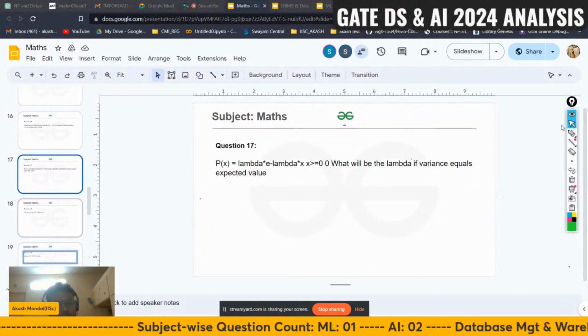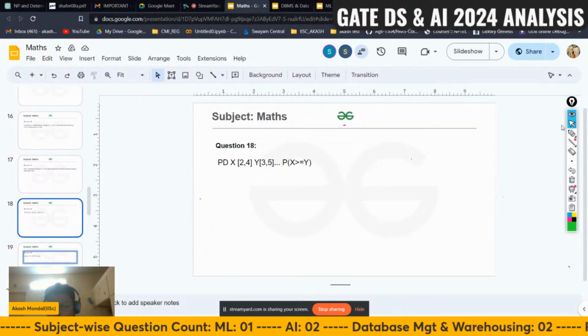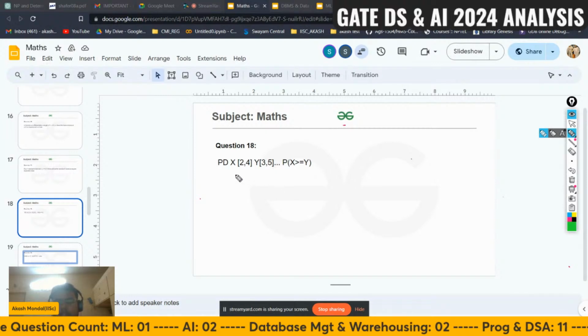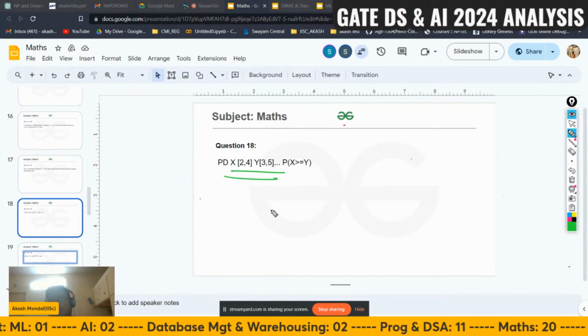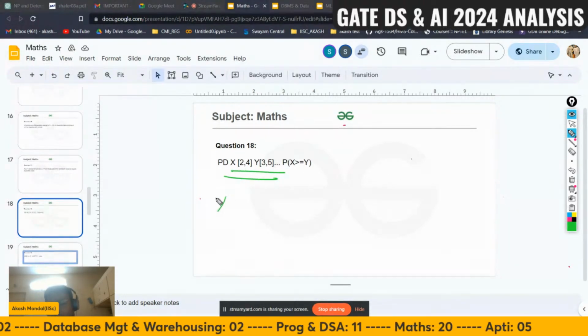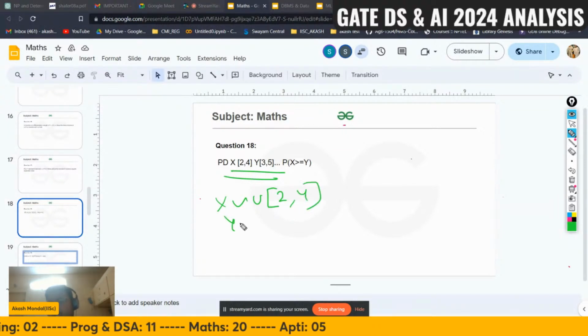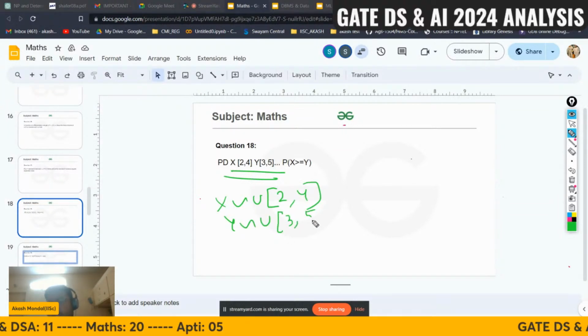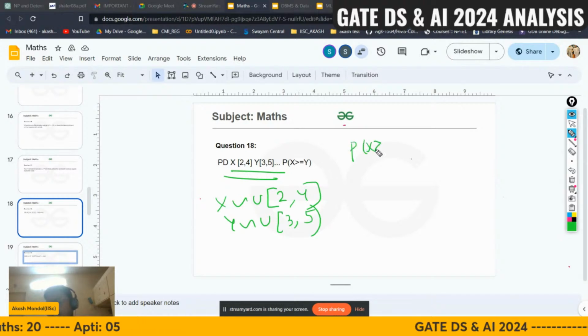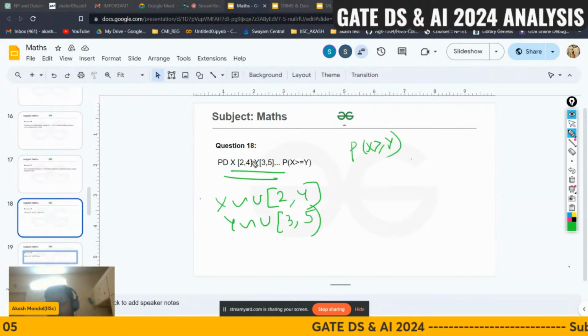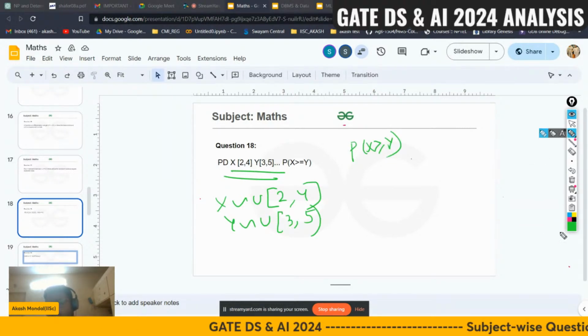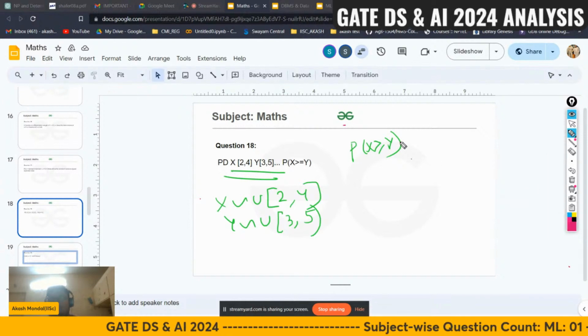Okay, let's consider the next question. So again, this question is from probability theory, right? So I'm assuming that x is distributed uniformly between 2 to 4 and y is uniformly distributed between 3 to 5. Now they are asking you to compute the probability of x greater than or equal to y, and nothing is given to you, so you can actually assume that, okay, they are independent, right?